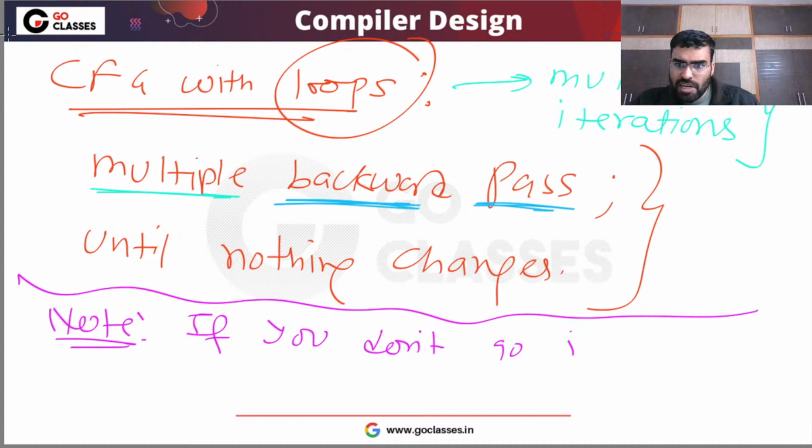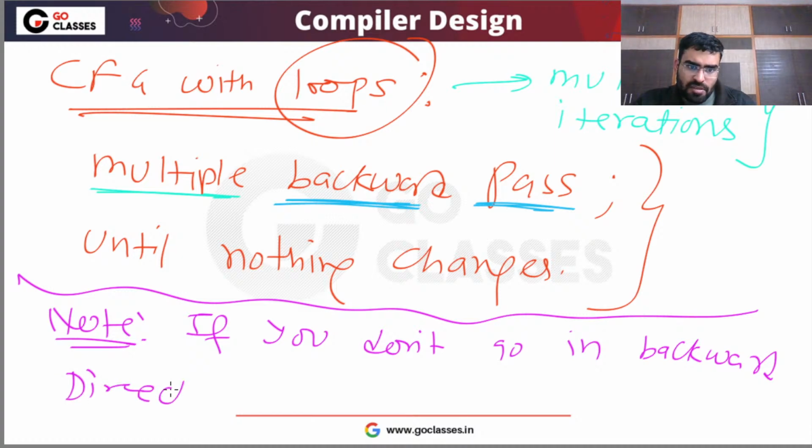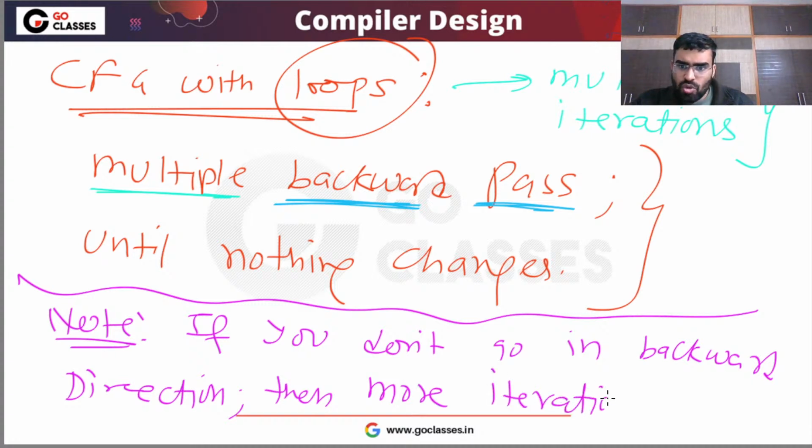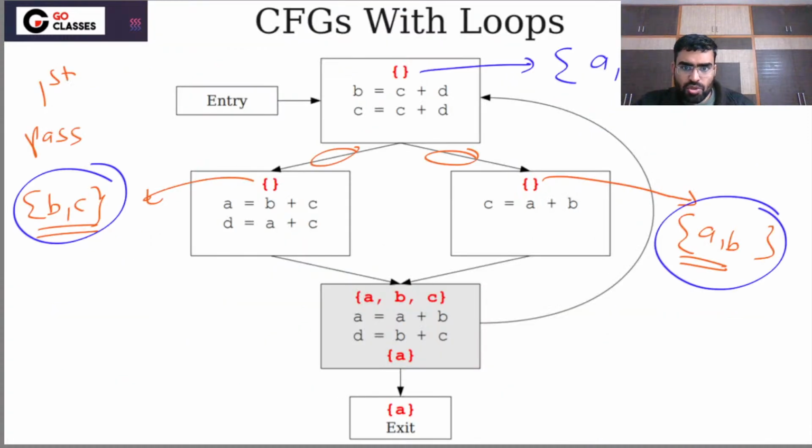If you don't go in the backward direction, what will be the problem? Can anyone tell me? In the last lecture I told you, if you don't go in the backward direction, then you will have to do more iterations. There is no correctness problem, but more iterations you will have to do. So this is the point.